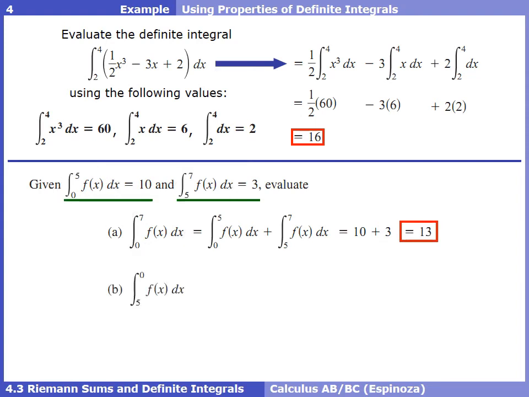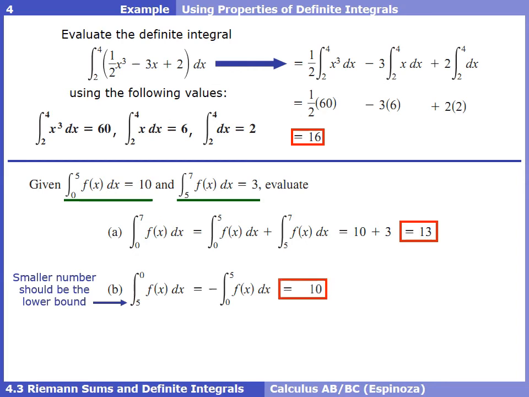In part B, we want to find the integral from 5 to 0 of f of x dx. Something hopefully is standing out right away for you because something isn't quite written right. The smaller number should be the lower bound. And again, that's not a big deal. If you refer to that last slide, we can switch those bounds. We just have to put a negative in front of the integral. And back from the original problem, we know that the integral from 0 to 5, or the area from 0 to 5, is 10. So we would have a final value of negative 10.